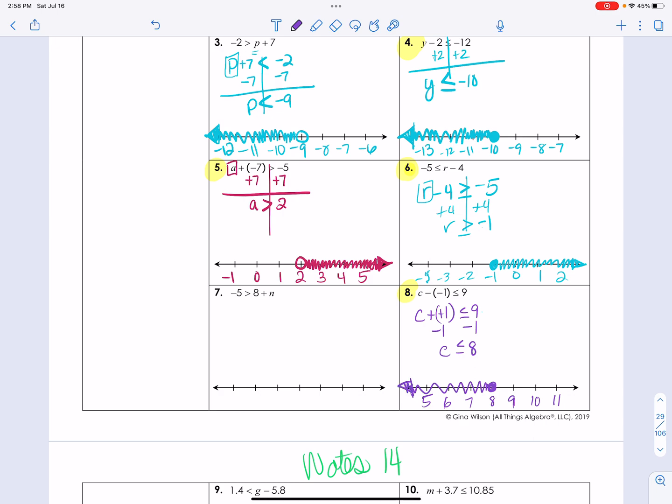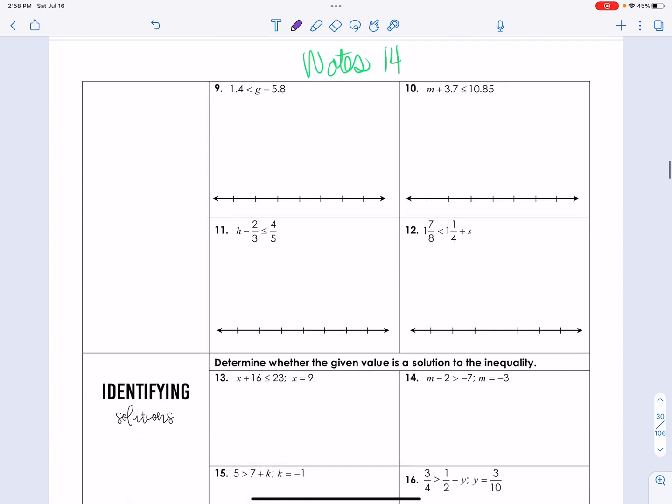Okay. All right. So if you turn the page, these are just the same thing, but they're now with decimals. So I would like you to do 9 and 10. Pause the video, do 9 and 10.